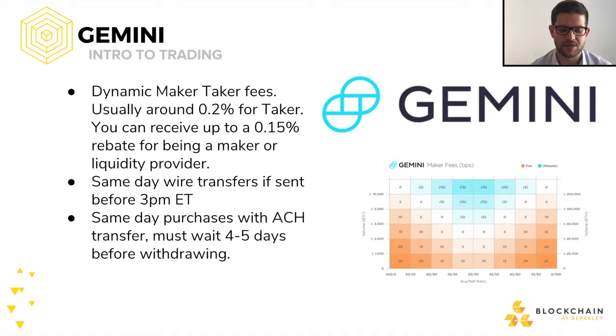What's also very cool is that you can do same day purchases with ACH, with bank transfers. The thing about it is that you have to wait 4 to 5 days before withdrawing. What's nice about this though is that you can hit that purchase button and have access to your Bitcoin, your ETH, whatever it be, to start actively trading on that. The only hang up, like I said, is that you have to wait that 4 to 5 days before withdrawing, because of course they have to wait for the money to actually get there. And that's approximately how long it takes for your bank to actually transfer the money to Gemini.